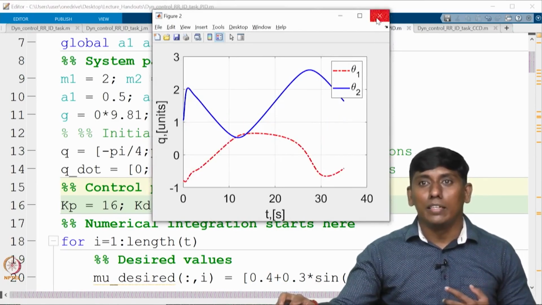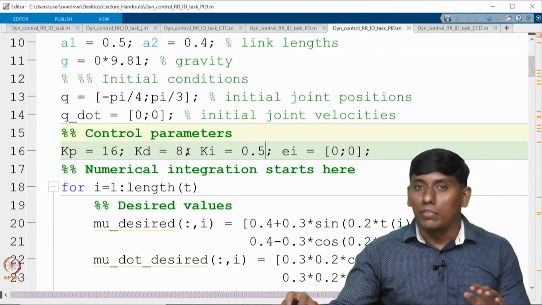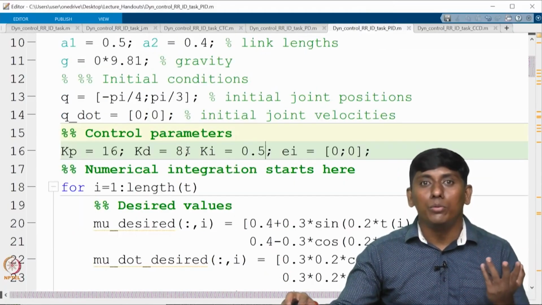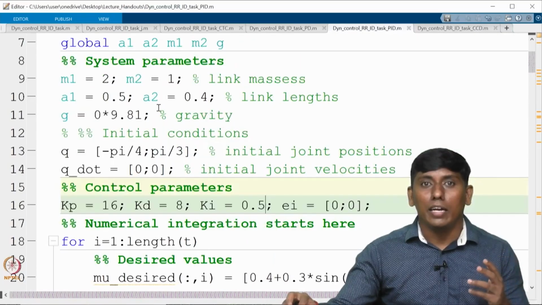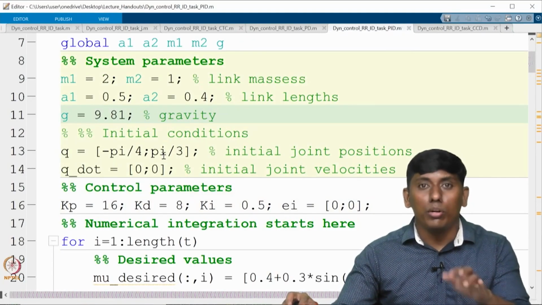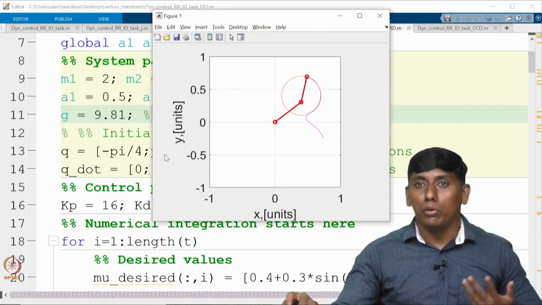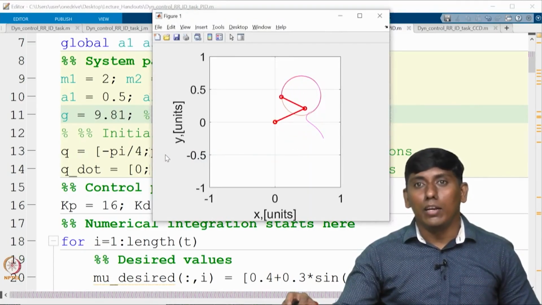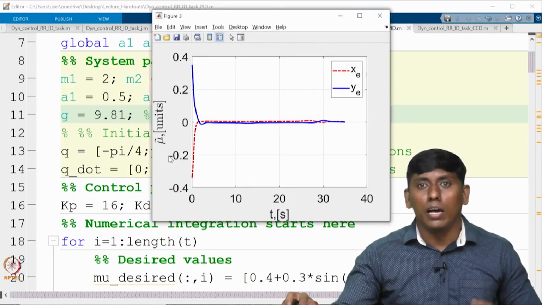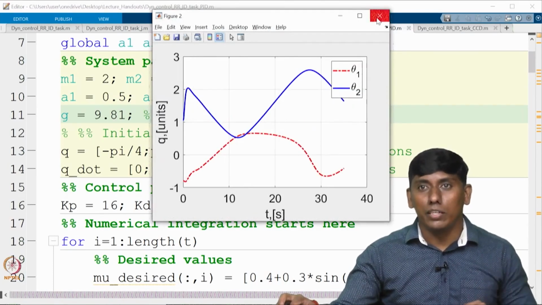So we can see further cases. If I increase the PD value, or probably I can add the gravity value, you can see something going to happen. So now you can see I have not changed the Ki value, but I have included the gravity. So you can see the performance is similar to the earlier. It is not changed because the gravity is compensated, right?